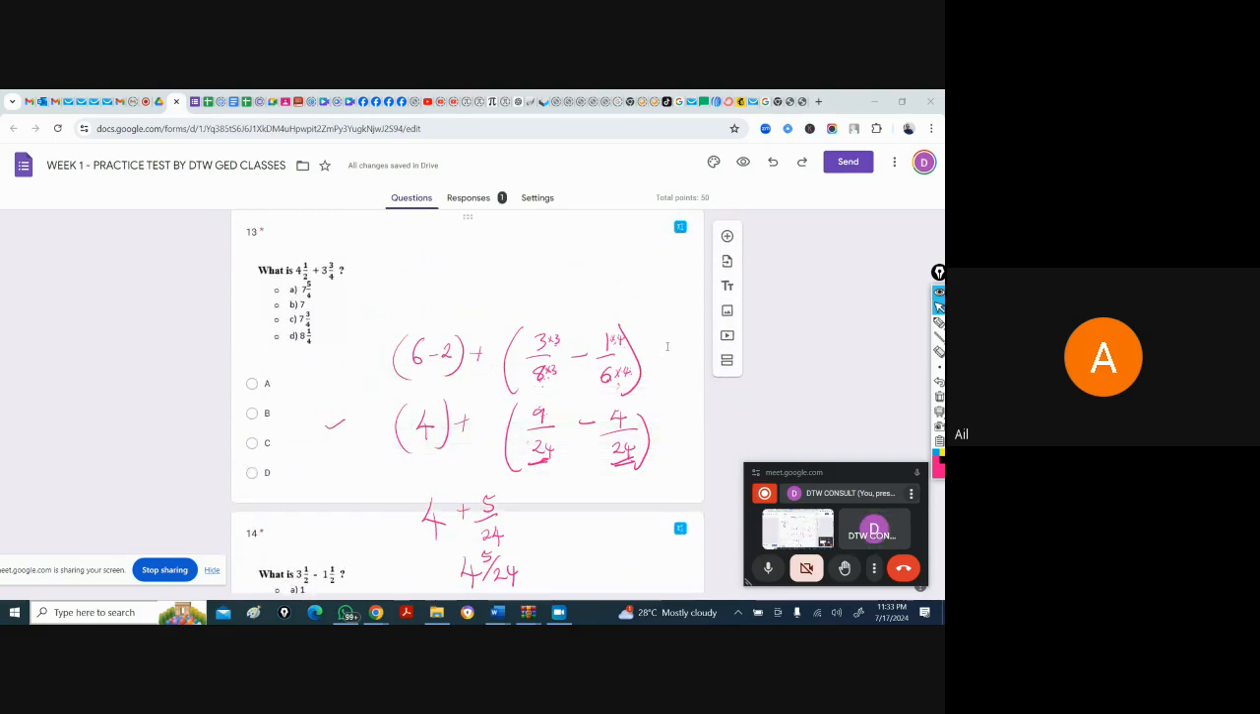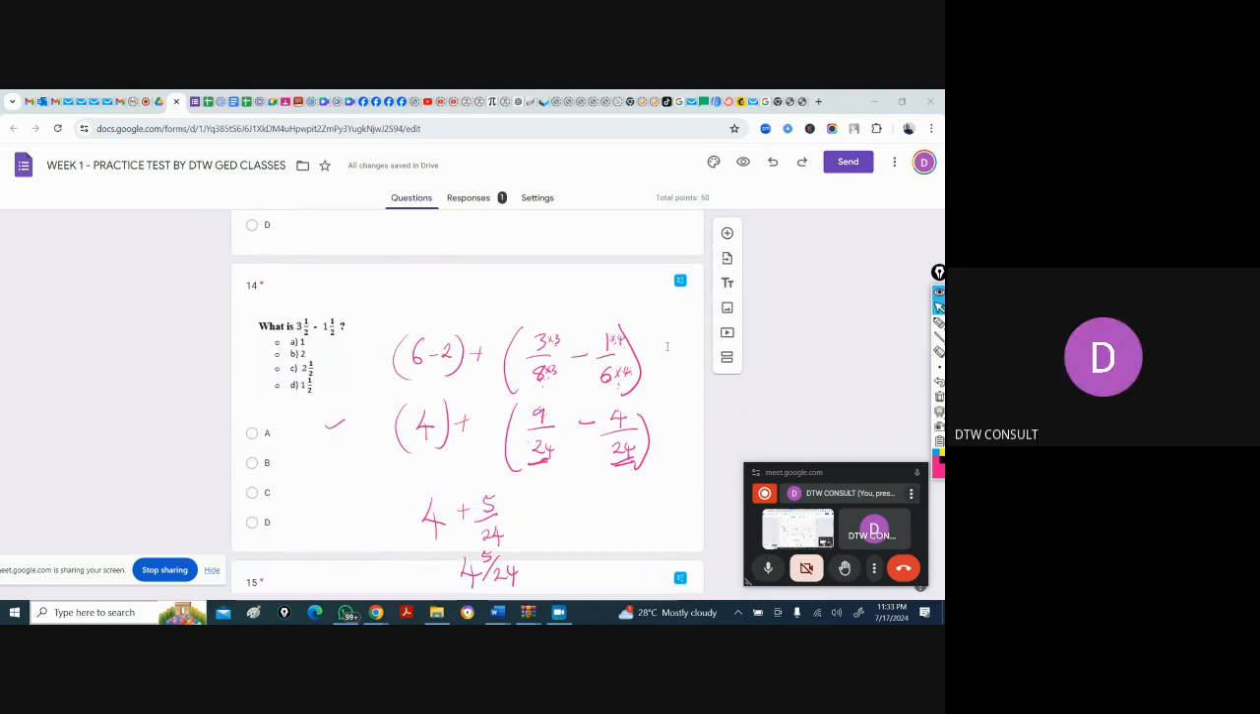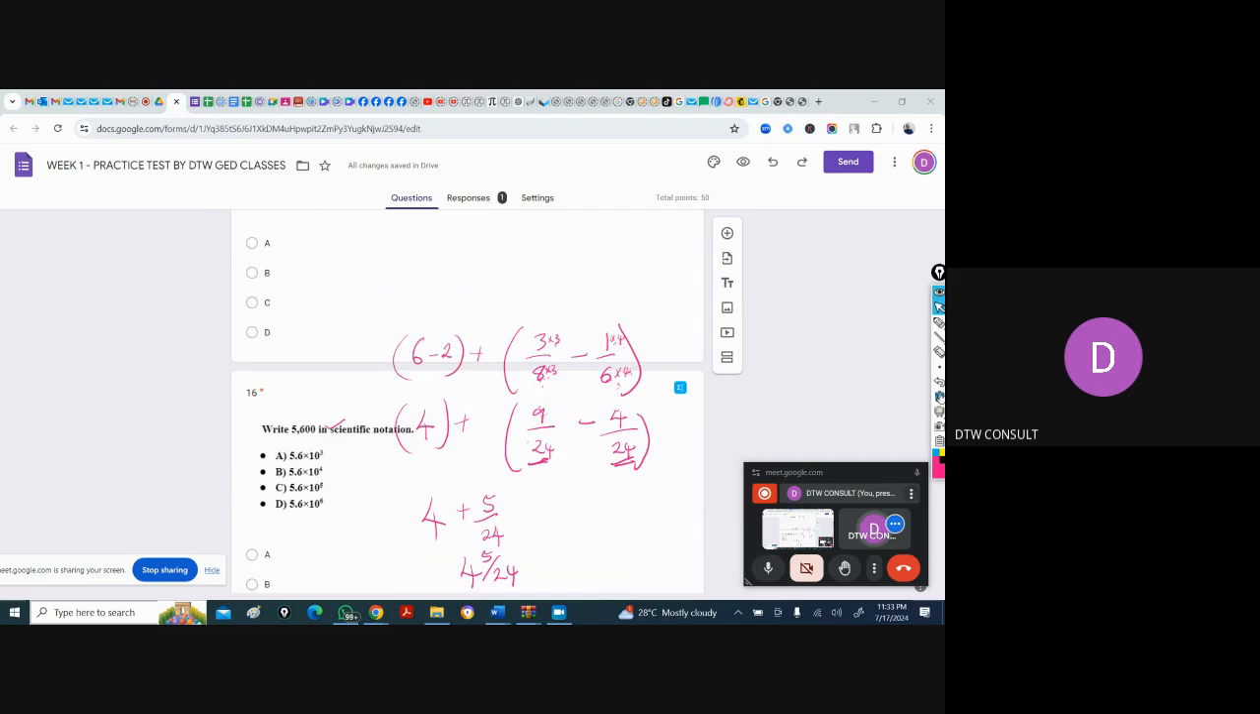The scientific notation is good. Okay, good. So now let's look at the scientific notation. Are you with me, everyone? Yeah.